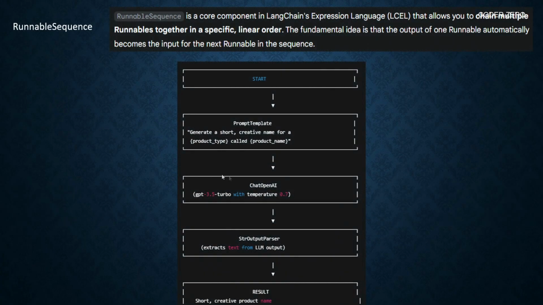Now what is a runnable sequence? Runnable sequence is a core component in LangChain's expression language that allows you to chain multiple runnables together in a specific linear order. The fundamental idea is that the output of one runnable automatically becomes the input for the next runnable in the sequence. So let's take this sequence. Here we have prompt template, then the output of this component goes to chat OpenAI, and then the output of this component goes to string output parser, and then we are finally getting the output. So this is a linear order chain.